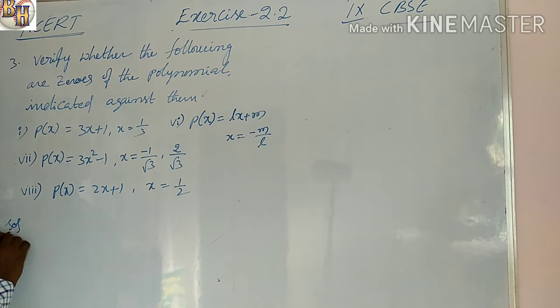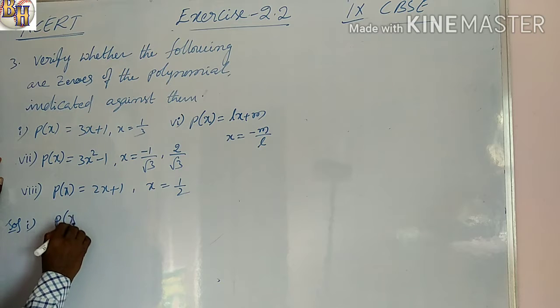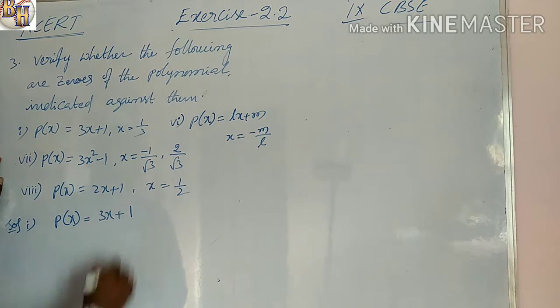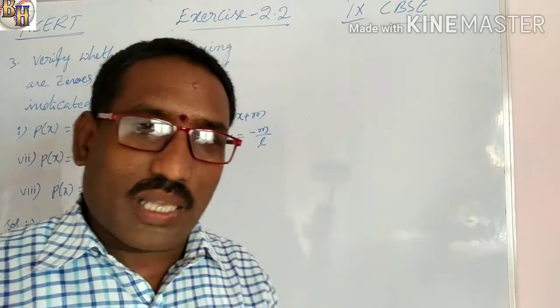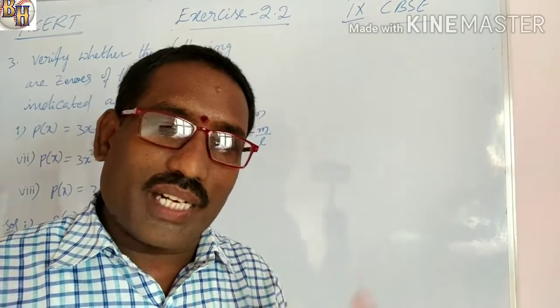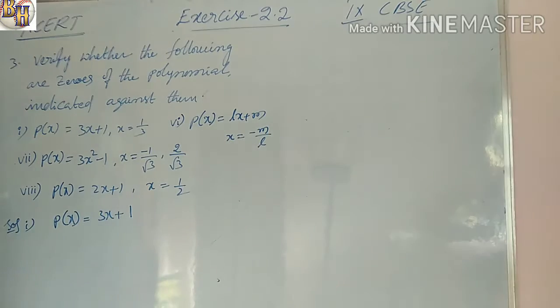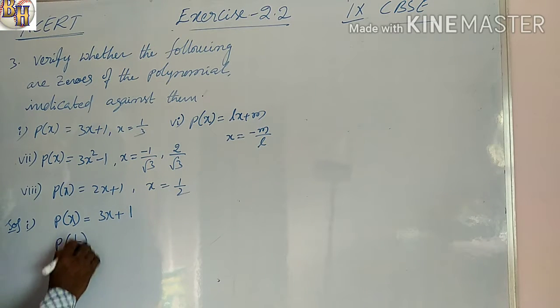Solution 1. P of x is equal to 3x plus 1 given. X is equal to 1 by 3 given. Just substitute 1 by 3 in the place of x. If we get 0, then it is a zero of the polynomial. Otherwise, it is not a zero of the polynomial. Right here, x is equal to how much given? P of 1 by 3. First question.